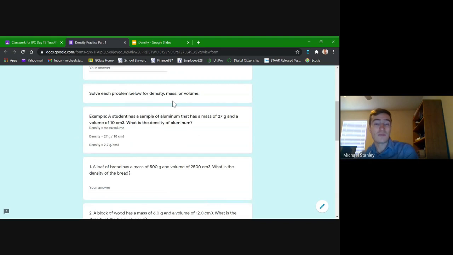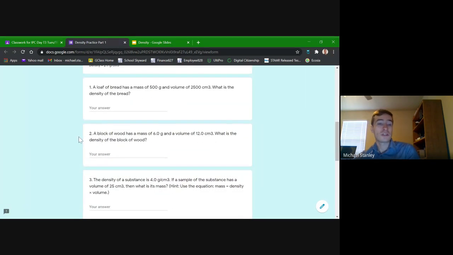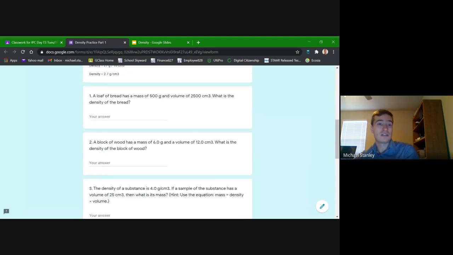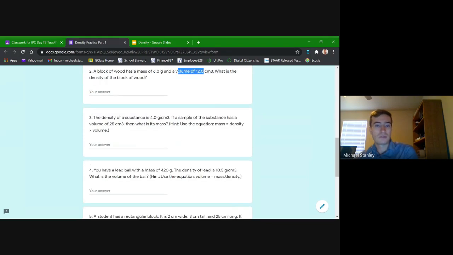A student has a sample of aluminum that has a mass of 27 grams and a volume of 10 centimeters cubed. In order to figure out the density of aluminum, you take the mass of 27 and divide it by the volume of 10. So in this case, aluminum has a density of 2.7 grams per centimeter cubed. The first several of these have you calculating density. It gives you mass and volume.